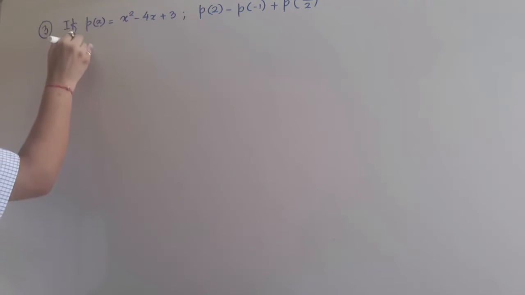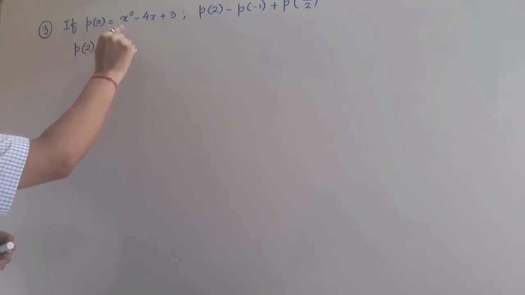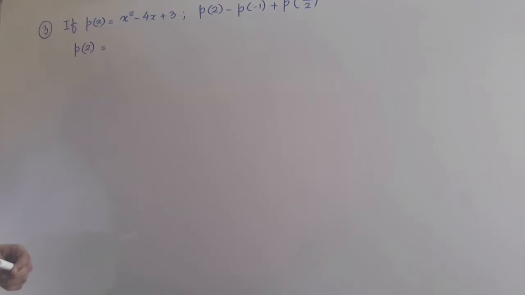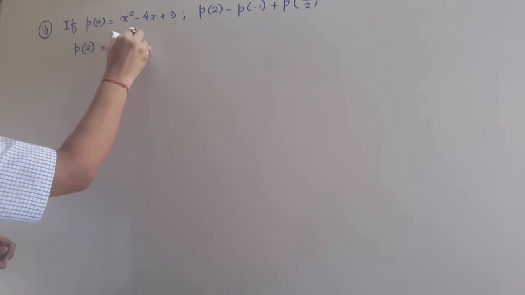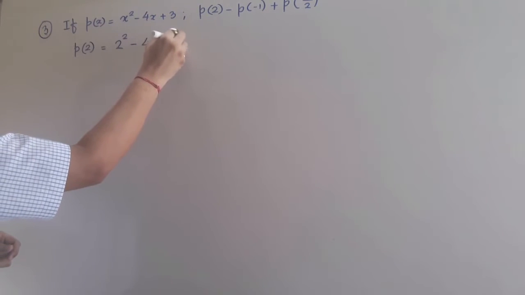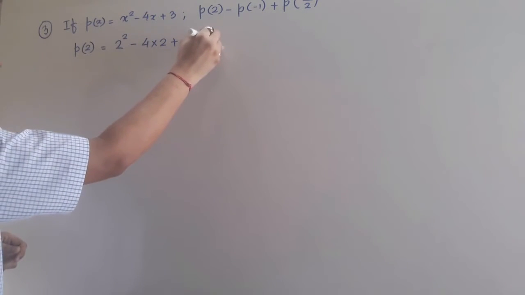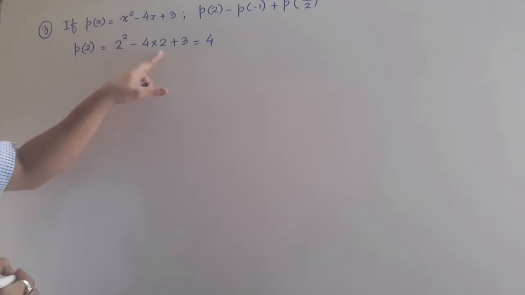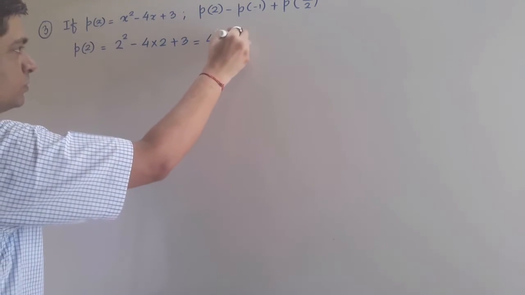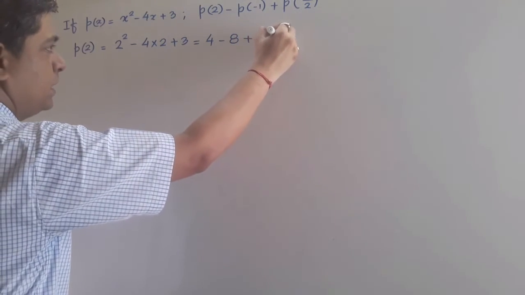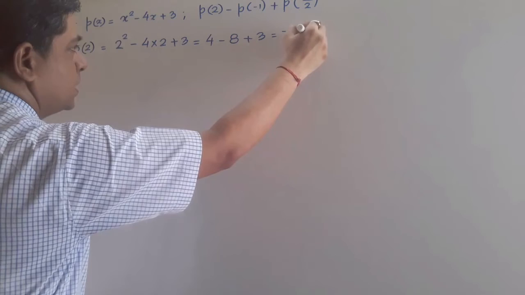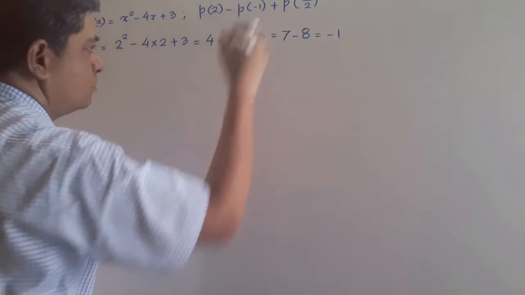First I am finding the value of P of 2. How can I find out P of 2? I will replace the variable by 2, meaning in place of x I will keep 2. So this will become square of 2 minus 4 into 2 plus 3. The square of 2 will become 4. 4 into 2 will become 8. And then plus 3. 4 plus 3 will be 7, minus 8. And 7 minus 8 will be equal to minus 1.